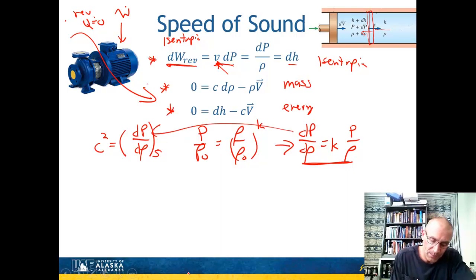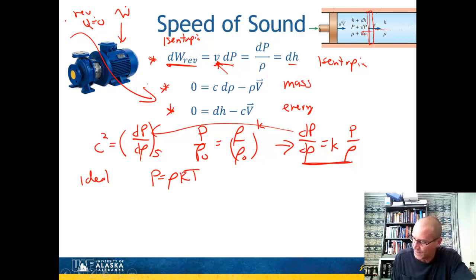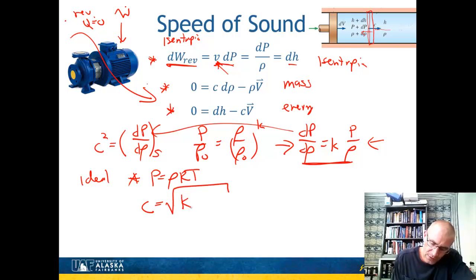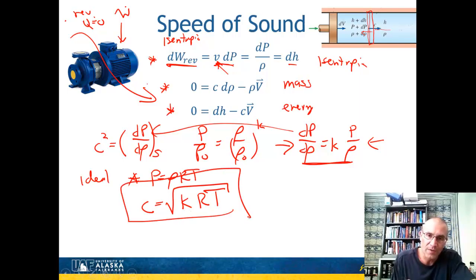And then one last thing I'm going to do is assume it's an ideal gas. And because it's an ideal gas, I can use the relation that P is equal to rho RT. That's the ideal gas law. So now I'm going to combine this isentropic relation with my ideal gas, and I have an equation for what C is. And C comes to be the square root of KRT. K is the ratio of my heat capacities. And so this right here is the speed of sound of an ideal gas.